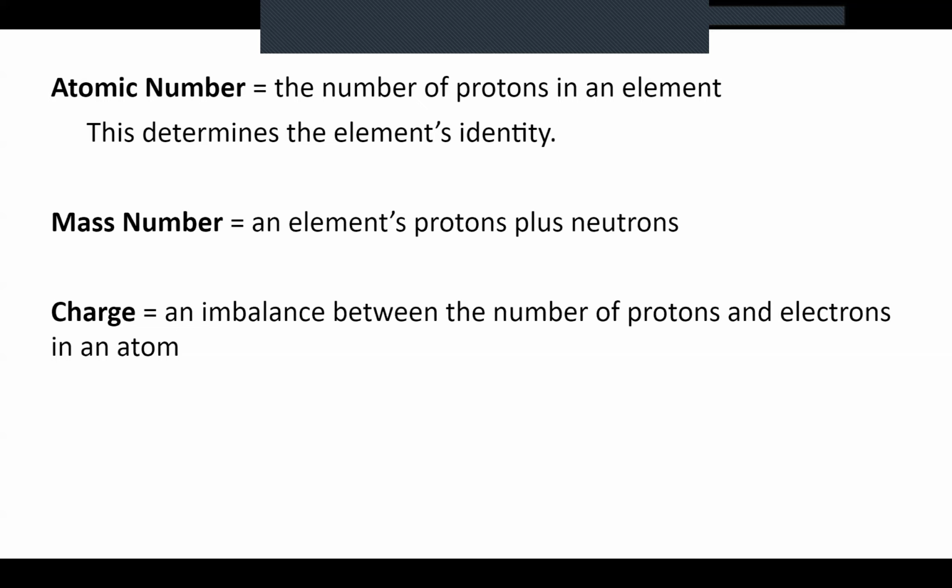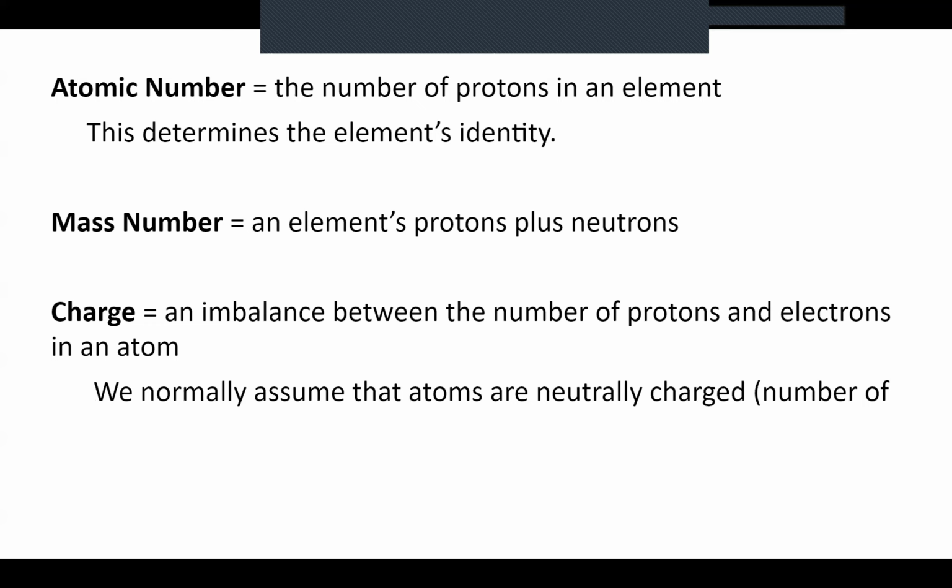The third thing I want you to be aware of is that when we talk about charge, we're referring to an imbalance between the amount of positive charge and the amount of negative charge in an atom. Since we know that protons are the positively charged particles and electrons are the negatively charged particles, if there's a charge, that means those numbers of particles are not equal to each other. And specifically, we're normally going to assume that atoms are neutrally charged. That's most often the case, that the number of protons and electrons are the same.